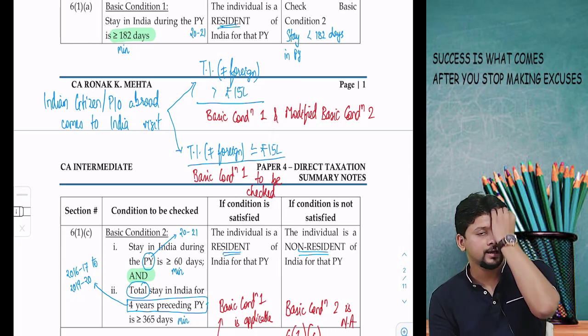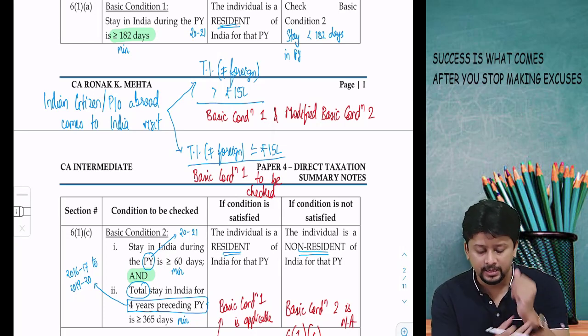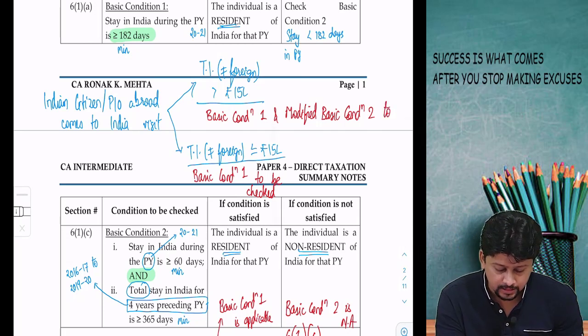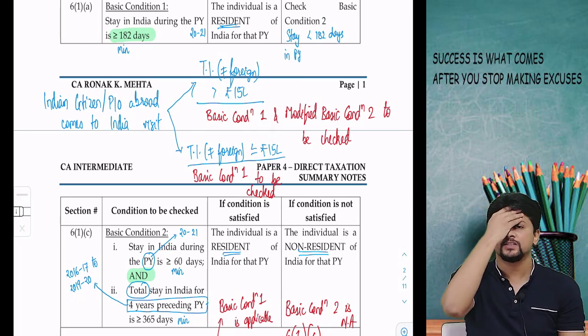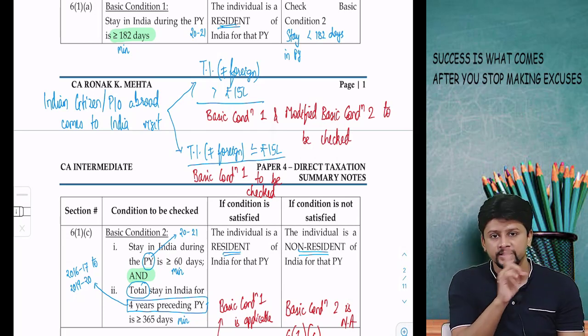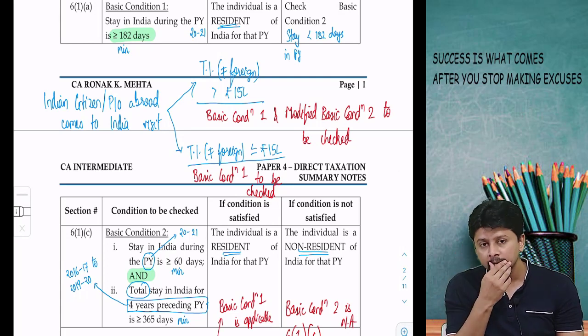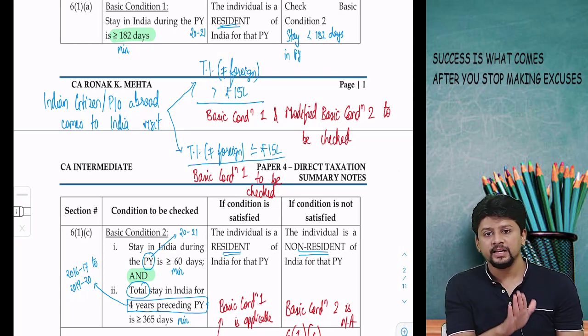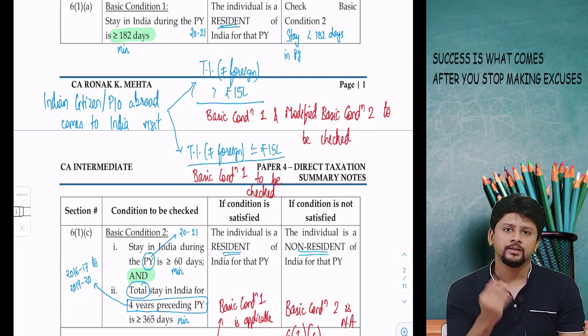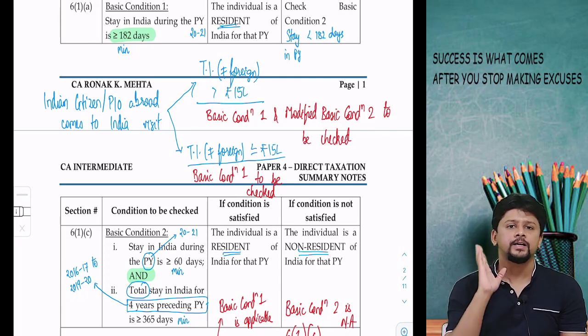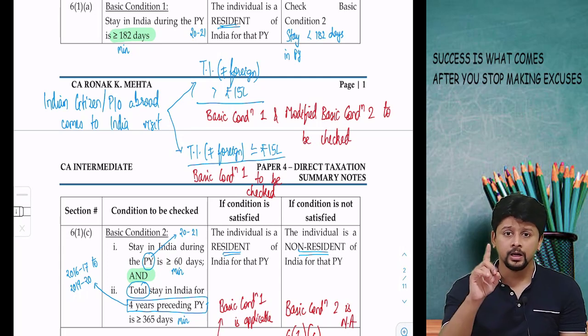If my Indian income is exceeding 15 lakhs, then basic condition number 2 with the modification also has to be checked. Any one of the two getting satisfied, then I am a resident, basic 1 or modified basic 2. But if my Indian income is less than or equal to 15 lakhs, only check basic condition number 1: satisfied, resident; not satisfied, non-resident. Amendment number 1.